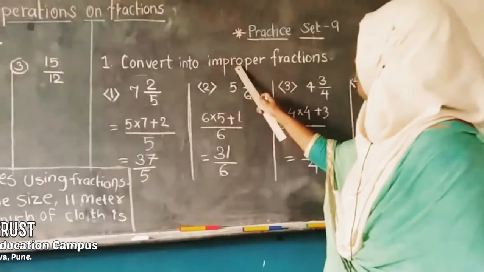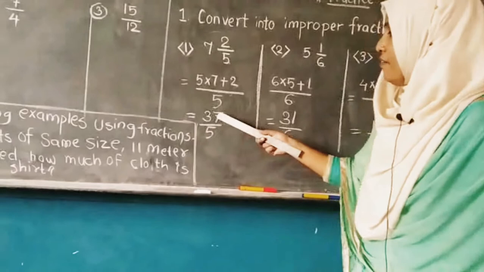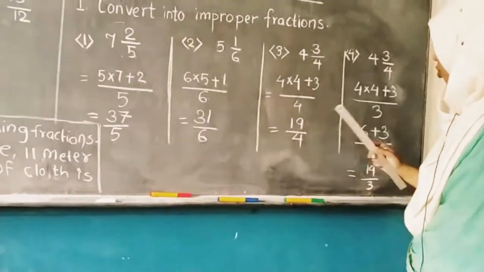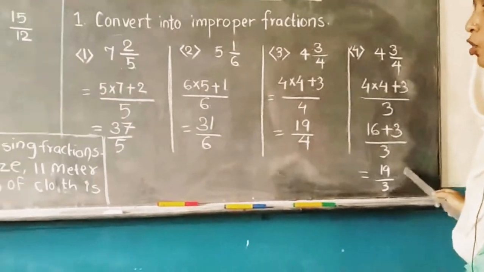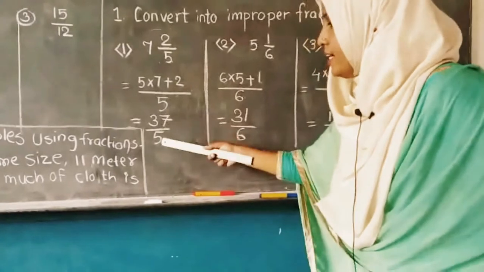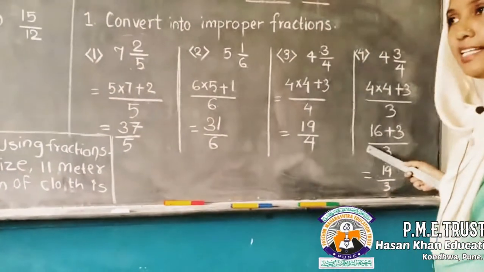Convert into the improper fraction. See here, the answer is what? 37 upon 5, 31 upon 6, 19 upon 4, 19 upon 3. You have observed in this example the numerator is greater than the denominator. All of you understood this example.